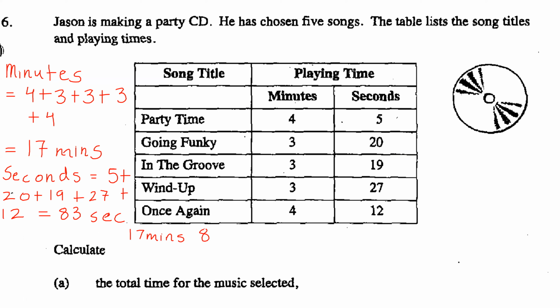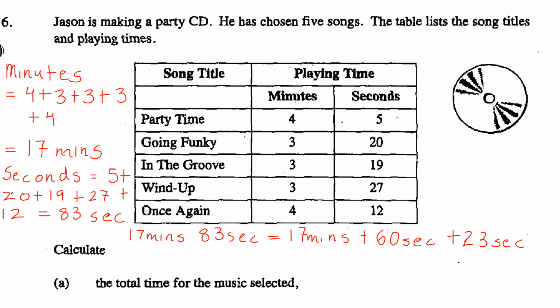We know that that's way more seconds than we need because we know that 60 seconds is equal to a minute. So we're going to split 83 into two by subtracting 60 from 83. We're still going to have 17 minutes here. So 17 minutes plus 60 seconds plus 23 seconds. So what did I do there? What I did was I rewrote 83 as 60 seconds plus 23 seconds.